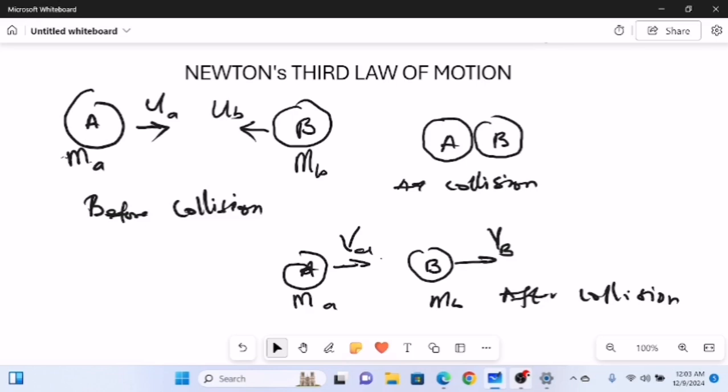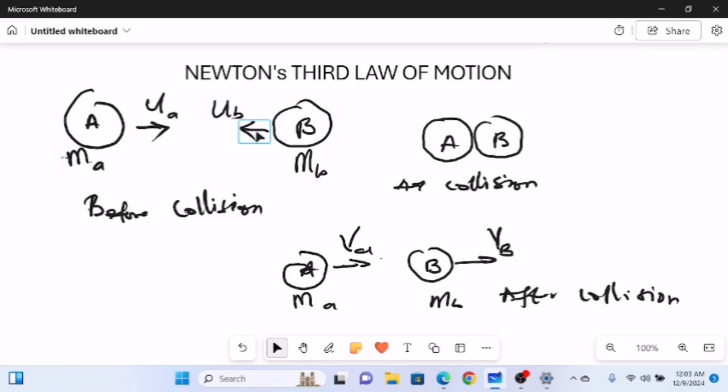So before collision, we have the mass of block A or ball A, and we have the initial speed of ball A. Which means the momentum of ball A becomes mass of A times the velocity of A, whereas the momentum of block B becomes mass of B times the velocity of B. This is the initial condition before collision.